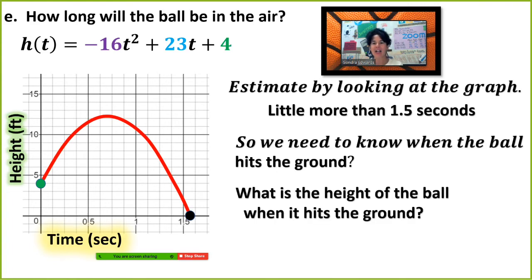So since the height of the ball when it hits the ground is 0, this question, how long is it in the air, is the same thing as saying, what's the time when the height is 0? So we're going to replace the y-coordinate, the h of t there, with 0. Now we have an equation to solve that will lead to how long the ball is in the air.